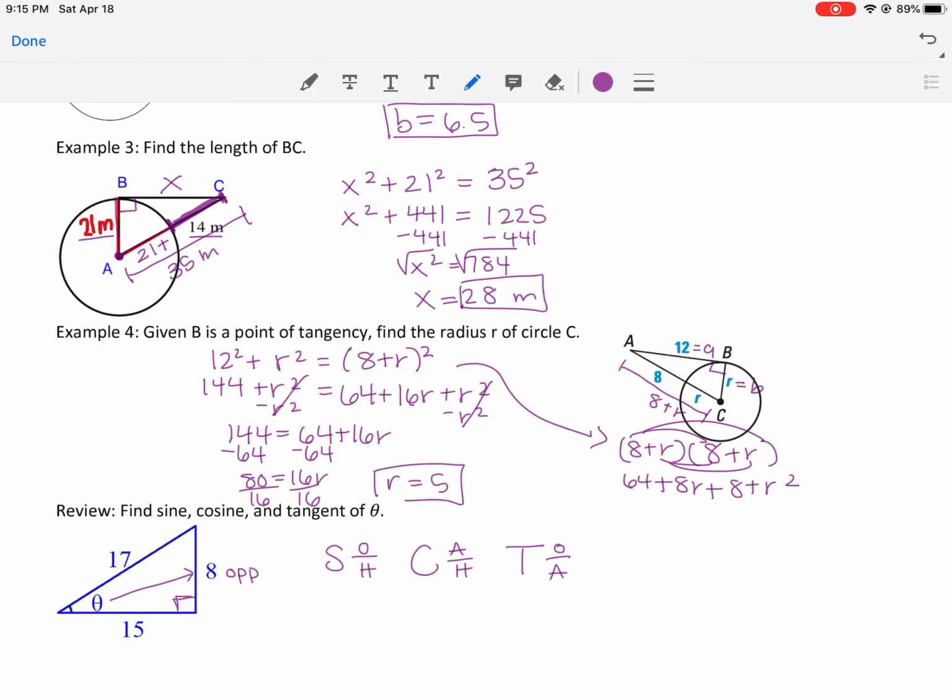So from this angle theta, the opposite side is the 8, right? The hypotenuse is always across from the right angle, so that's going to be the 17, which means the side right next to the angle is the adjacent of 15. So if we wanted sine of this angle theta, we would do opposite of 8 over 17. You're fine to leave it as a fraction, or if you'd like to divide that on your calculator, just make sure you round to 3 decimal places. I'm going to leave it as a fraction.